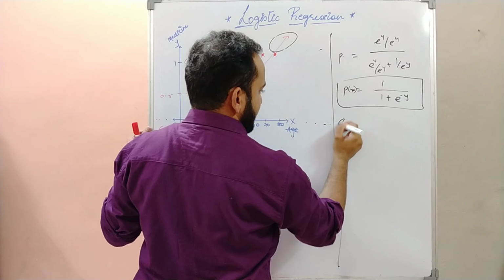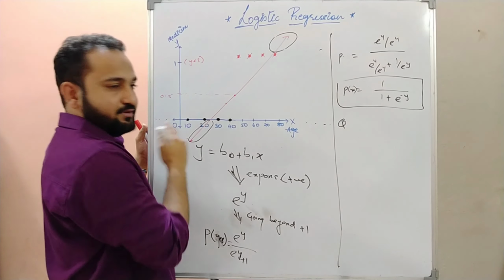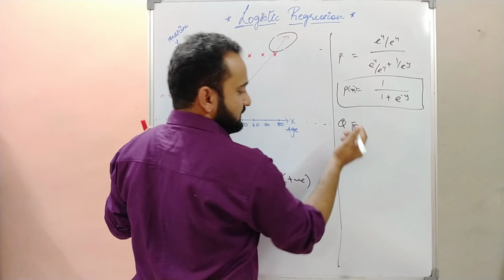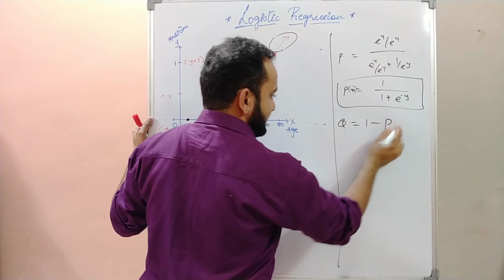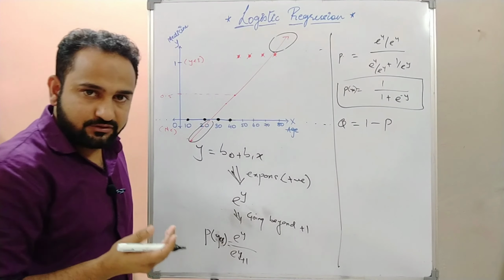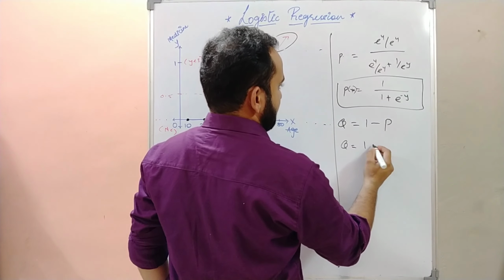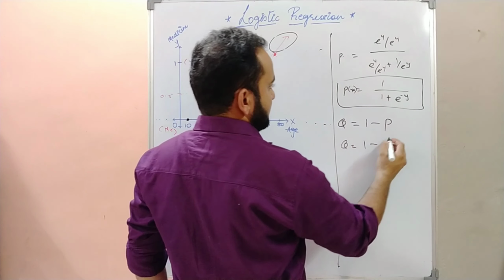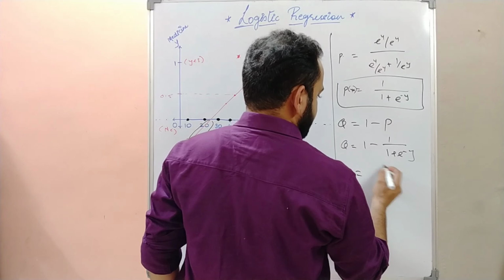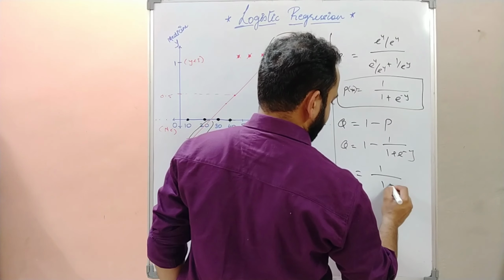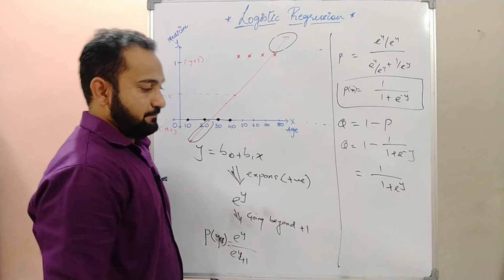For example, I am taking Q for the event not happening, means for no I am taking Q. So how can you write Q in terms of P? We can simply write 1 minus P is Q. Do you agree with this? Let me simplify this Q. 1 minus, just put the value of P here, that is 1 upon 1 plus e raised to minus y. So simplify this, you will be getting 1 upon 1 plus e raised to y. That's for Q, event not happening.